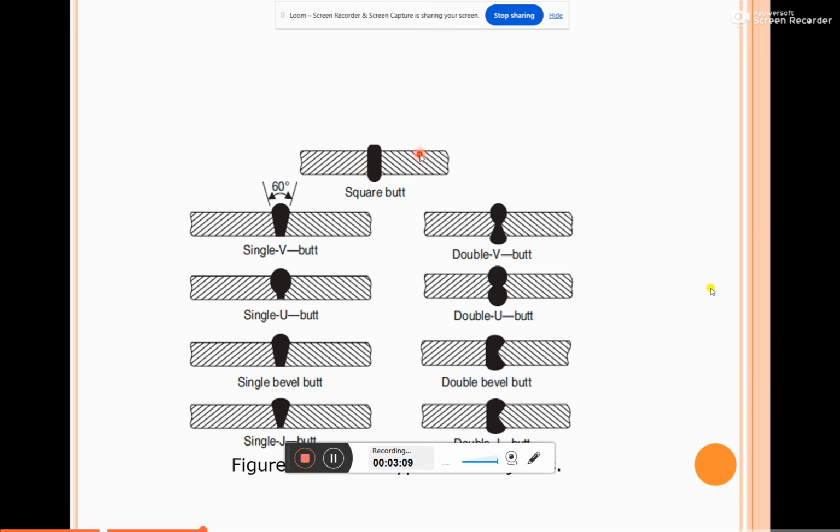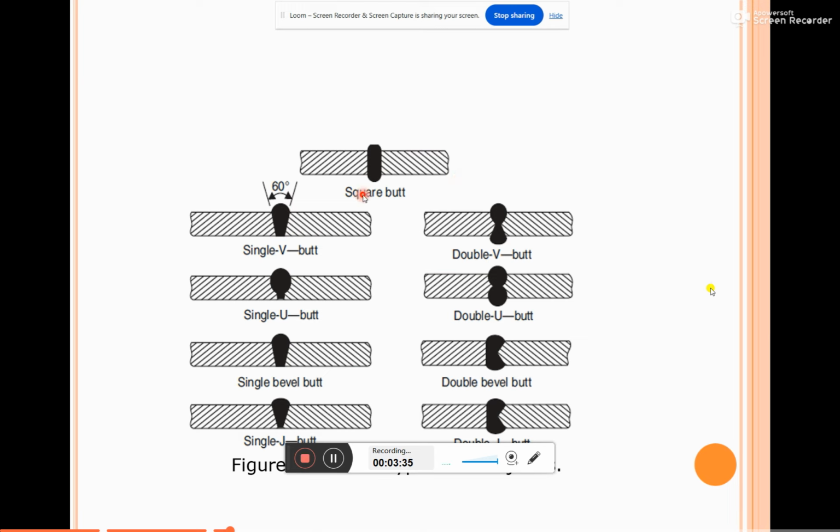In the butt joint, there are different variations, like square butt joint, single V butt joint, double V butt joint, single U butt joint, double U butt joint, single bevel butt joint, double bevel butt joint, single J butt joint, and double J butt joint. These are the different variations available in the butt joint.